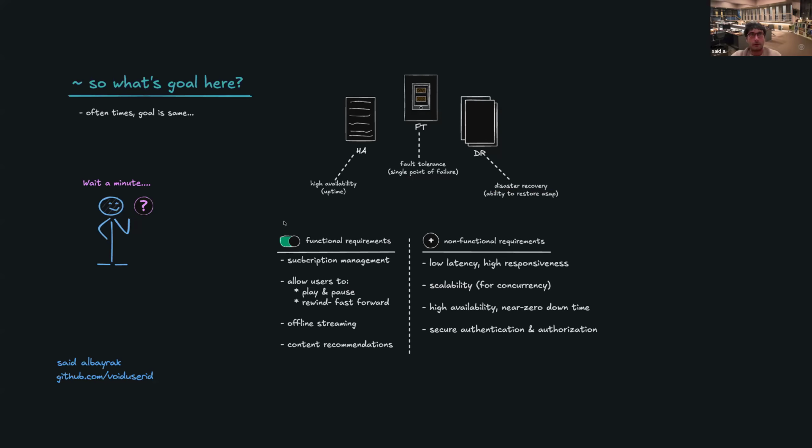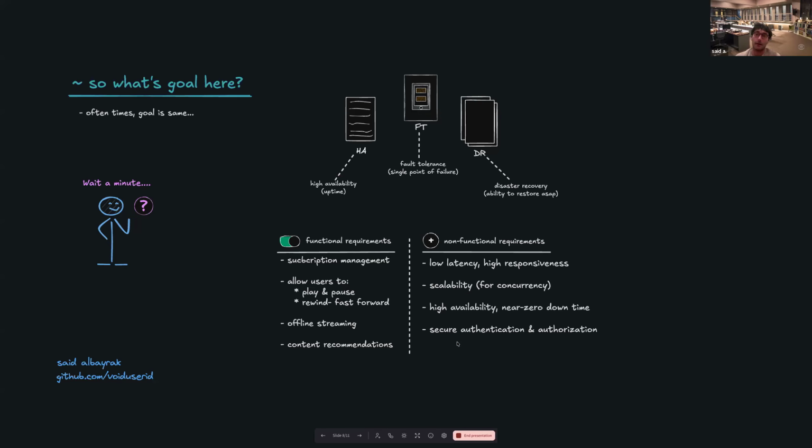So what are the functional requirements here? Subscription management for Netflix, right? Allow users to play and pause, rewind, fast forward, offline streaming, and content recommendations. For non-functional requirements, we have low latency, high responsiveness, scalability, high availability, near zero downtime. We talk here about secure authentication and authorization.